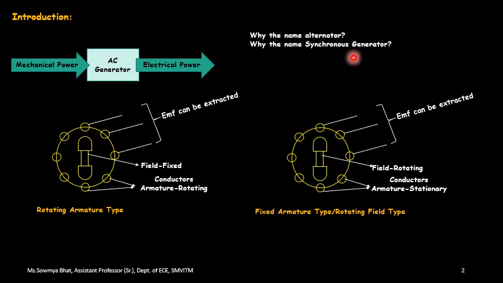Then why is it called a synchronous generator? Suppose I consider a particular machine which has a conductor as well as a magnetic field. As I already explained, there will be a rotating conductor or armature and a fixed field, or a fixed conductor or armature and a rotating field. Depending upon whichever concept, and depending upon whichever type of output I need, high power or low power, I will be using a type.